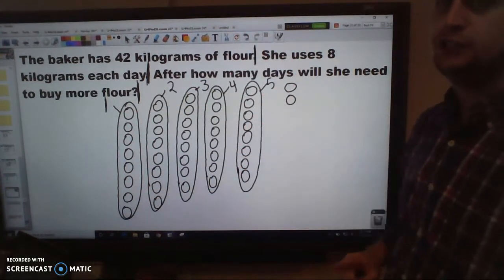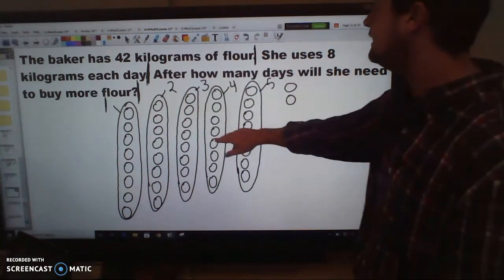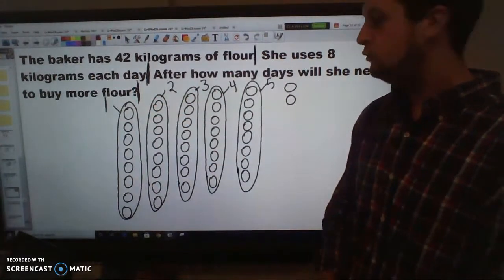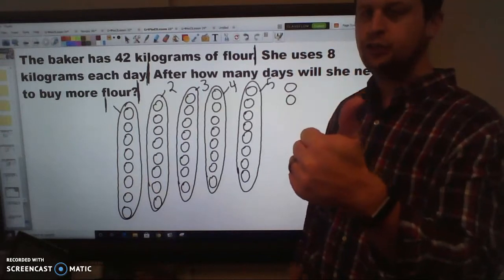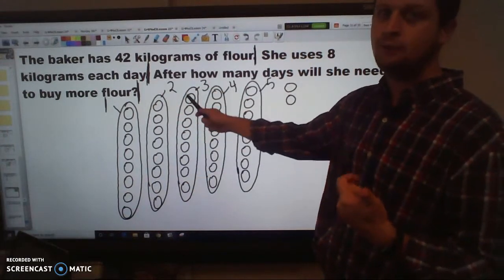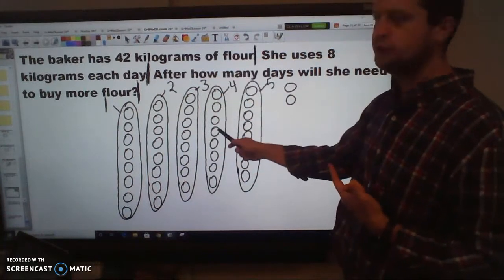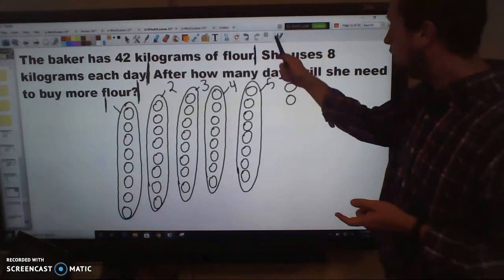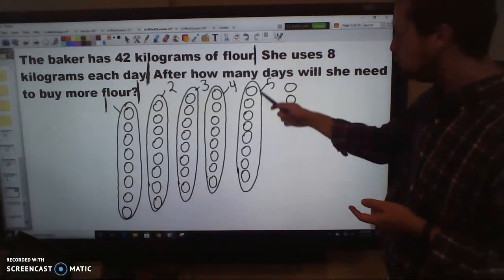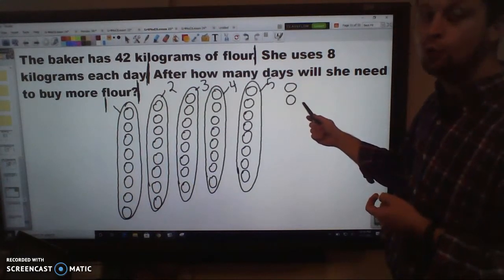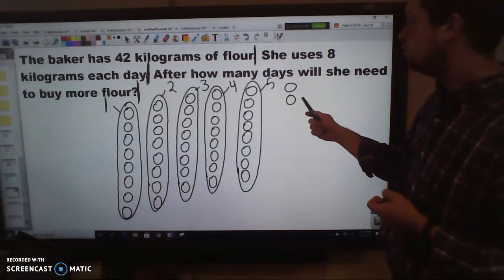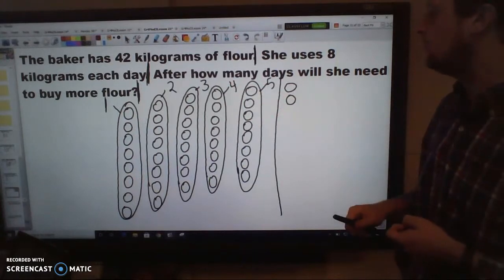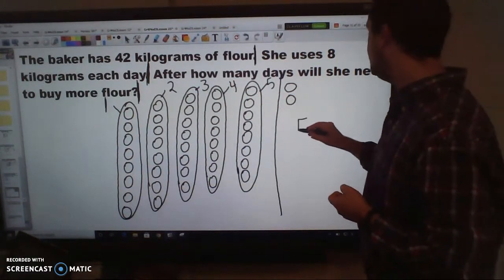So let's look at our question. Let's interpret what our question is asking us. After how many days will she need to buy more flour? So, after the first day, she's still good. After the second day, still good because she was able to make another group. After the third day, she was still good because she got to make another group. After the fourth day, she was good because she still made another group. But after the 5th day, was she able to make another group? No. So, we need to stop there. How many days will she need to buy more flour? 5. 5 days.